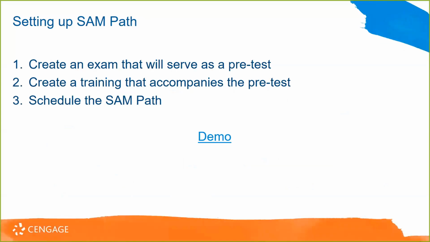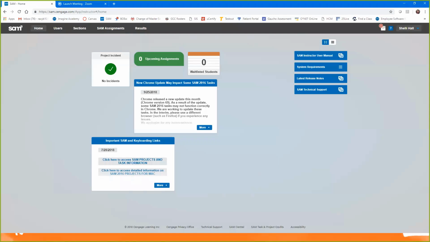So let's talk about setting up the actual SAM path. The first thing you need to do is create an exam that's going to serve as your pre-test or your post-test if you're doing training and then testing. At the same time, you create a training that accompanies that pre-test, and then you schedule the path. So let's take a look at a demo on how we can actually set up a SAM path.